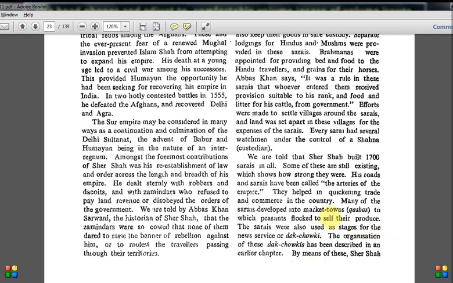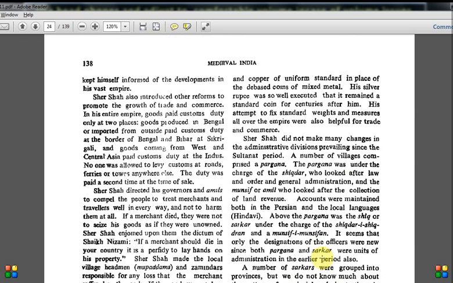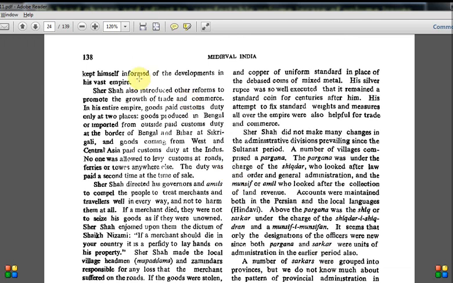In the mains column you can write these kinds of things, the arteries of the empire. In the prelims column you can write market town kasbas, then sarais or Shahna, then dak chowki, because these are the terms which you have to just revise before the exam date. You don't have to read this full chapter again. Now, the organization of these dak chowkis has been described in an earlier chapter. So by means of this, Sher Shah kept himself informed of the developments in his vast empire.